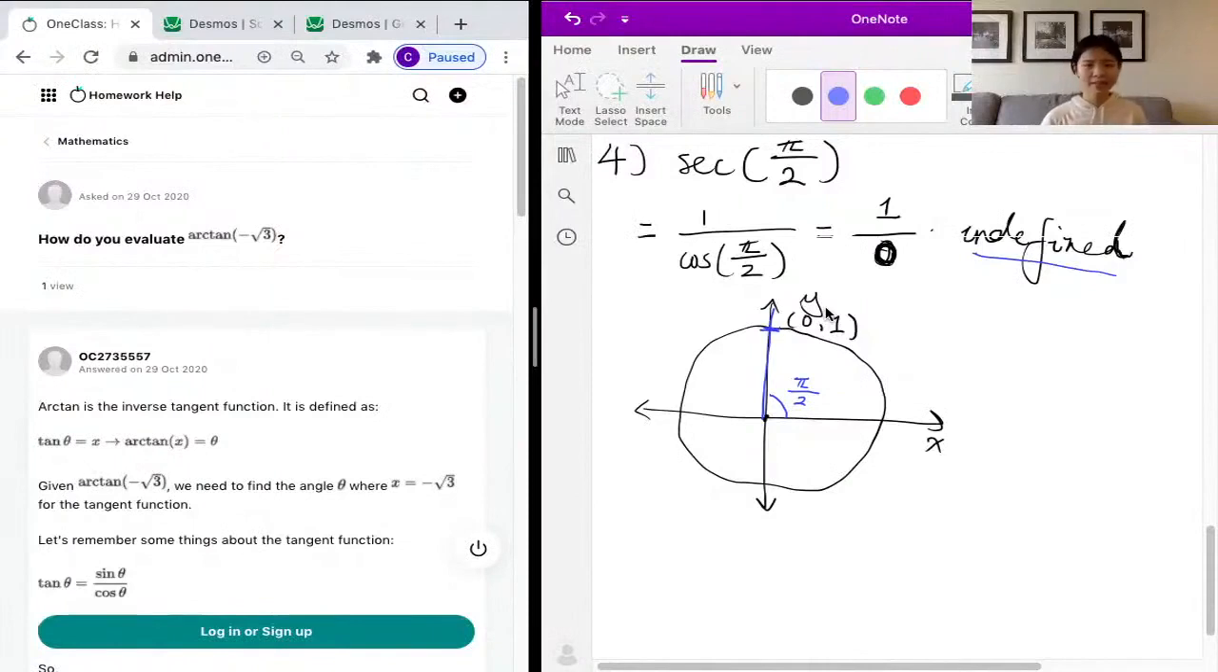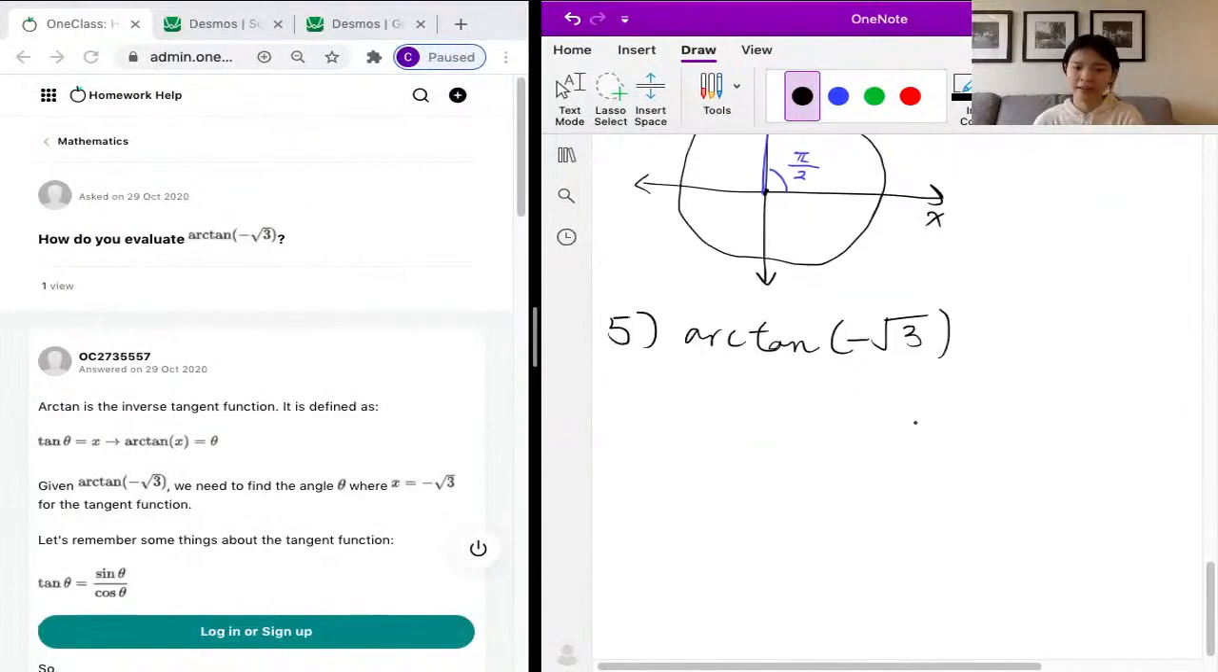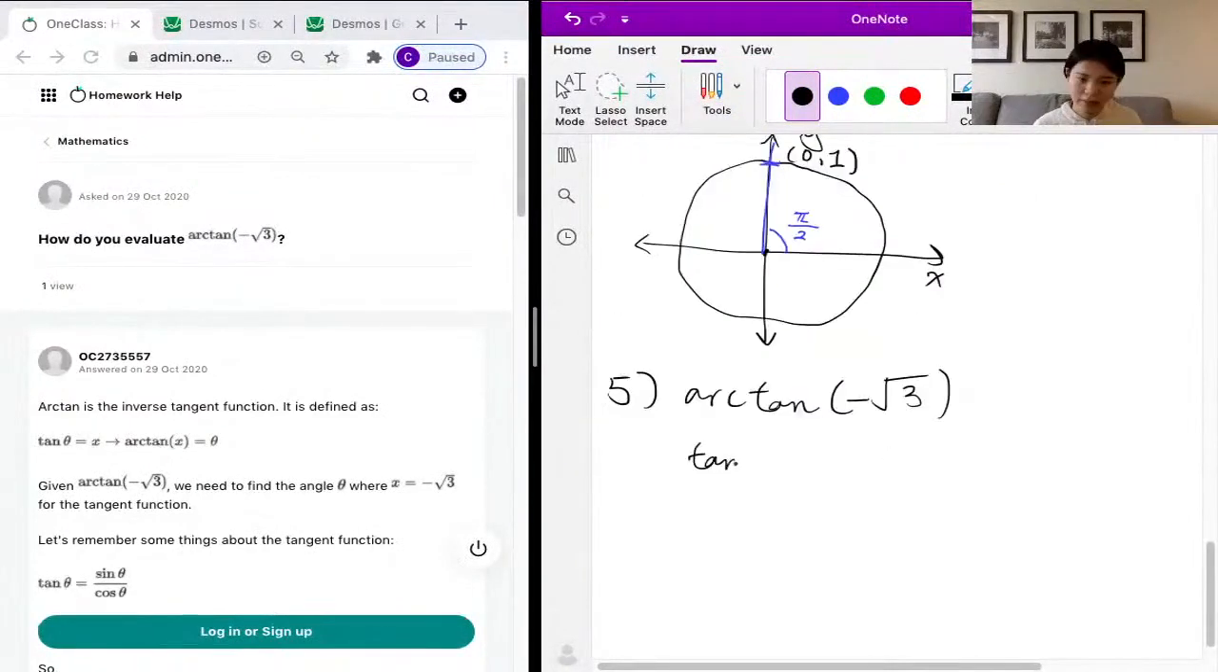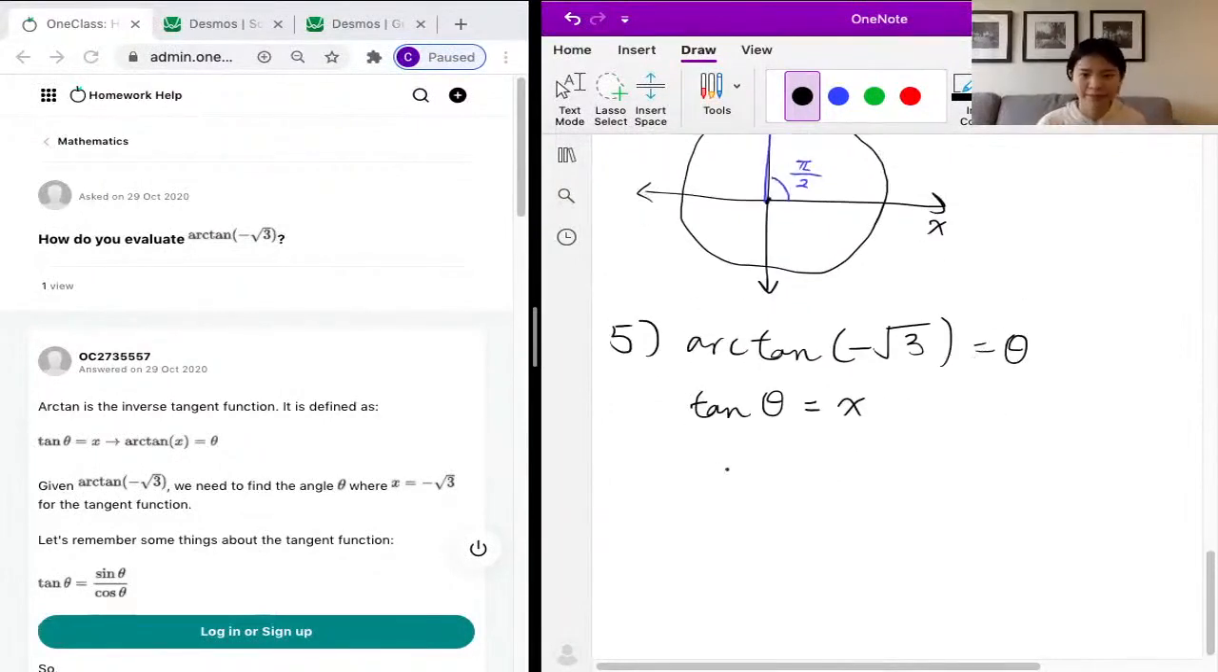Okay, our next question asks us, how do we evaluate arctan of negative root 3? So let's scroll down. This is another trick question, and it's asking us to find the value of arctangent of negative root 3. We know that the tangent of an angle is equal to a value, so the arctangent of a value is equal to an angle.